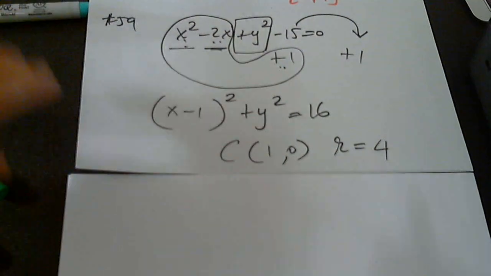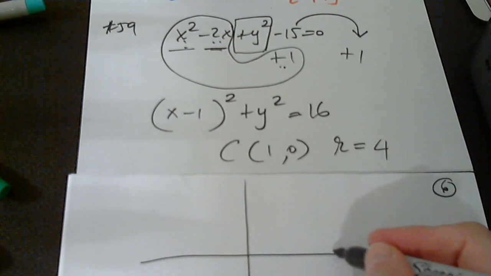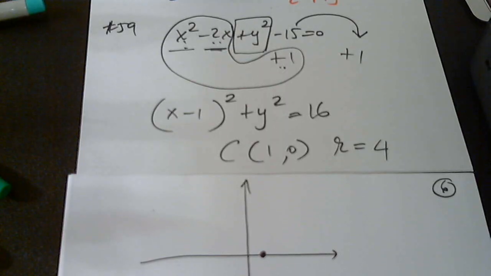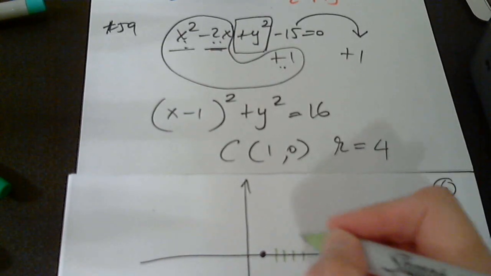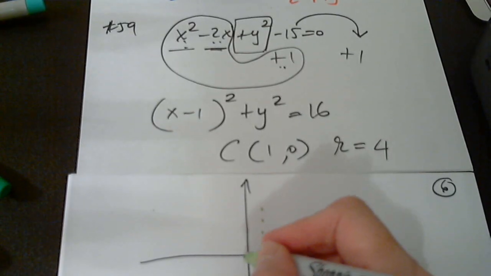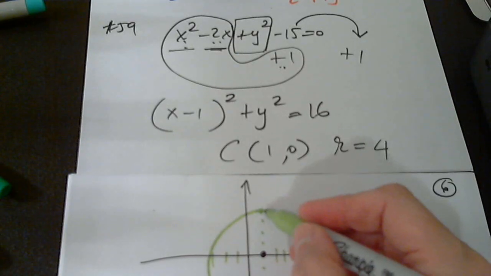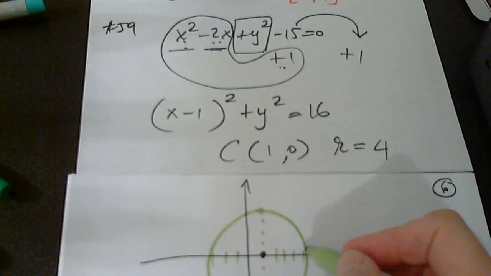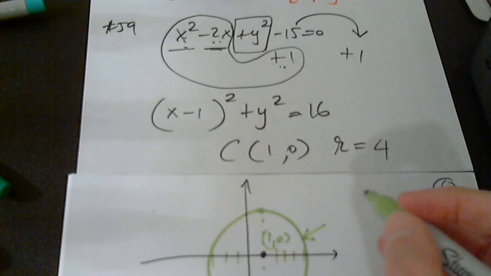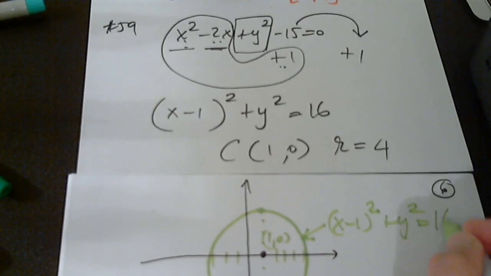Always to graph a circle. So the center is 1, 0, and I need 4 units all the way: 1, 2, 3, 4, in each direction. So this is 1, 0. And this is the equation of the circle: x minus 1 squared plus y squared equals 16.